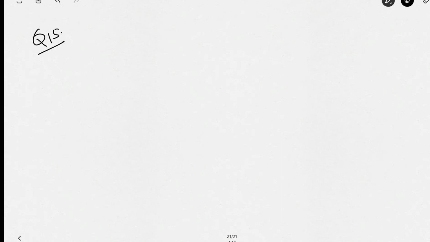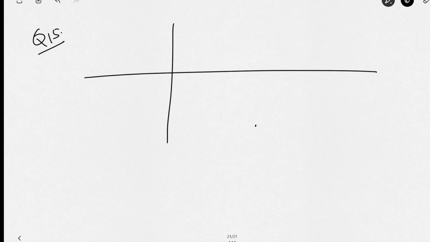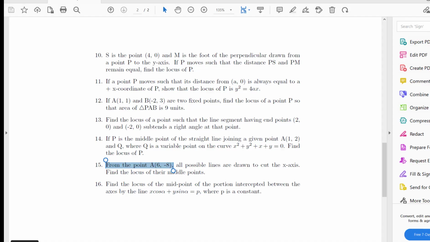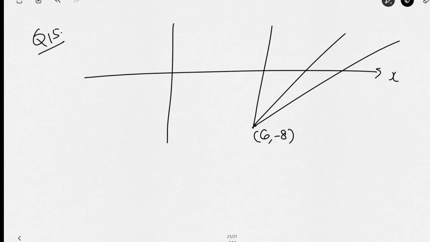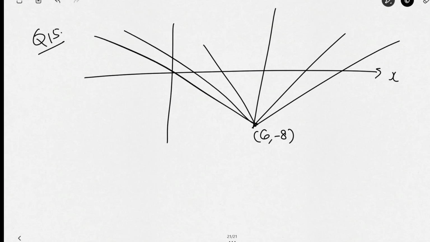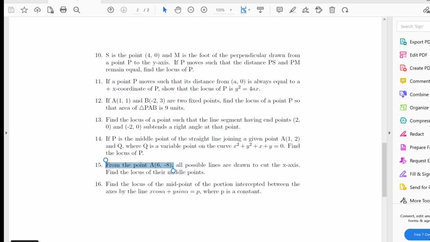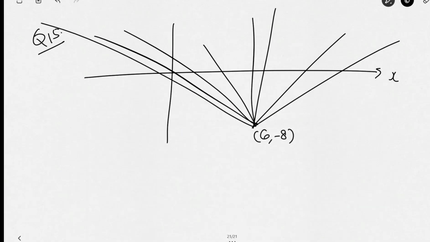Question 15. A point is given, that is (6, -8). You have to draw all possible lines drawn to cut the x-axis. This is the x-axis. So you draw this point, you draw this point. Keep drawing. Things are obviously moving. Multiple lines are there. And we have to find the locus of their middle point.